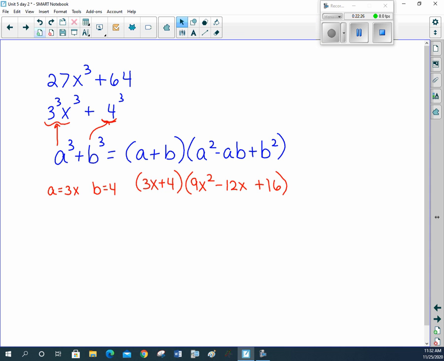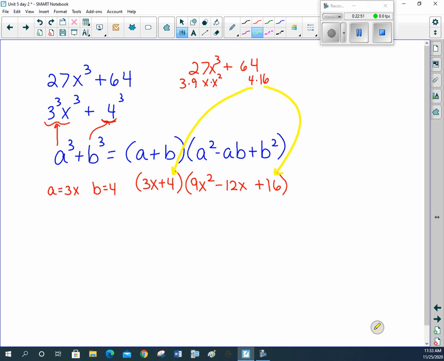Does that follow our guess and check pattern? Yeah. 27x to the third plus 64. I would do 3 times 9, x times x squared. I would do 4 times 16. So see how these numbers right here, this 16 ended up right there in the formula. This 4 ended up right here. This 3 right here, this x right here, 9 here. The only thing we didn't get from our factor pairs was the middle term.